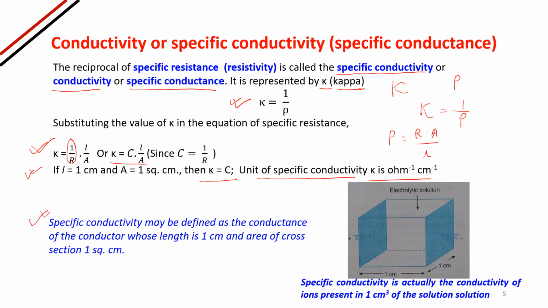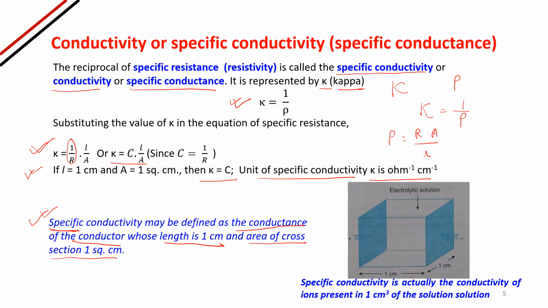Specific conductivity may be defined as the conductance. Children, please try to understand. This is specific conductivity for a specified area. Specific conductivity may be defined as the conductance of the conductor whose length is 1 centimeter and area of cross section is 1 square centimeter.